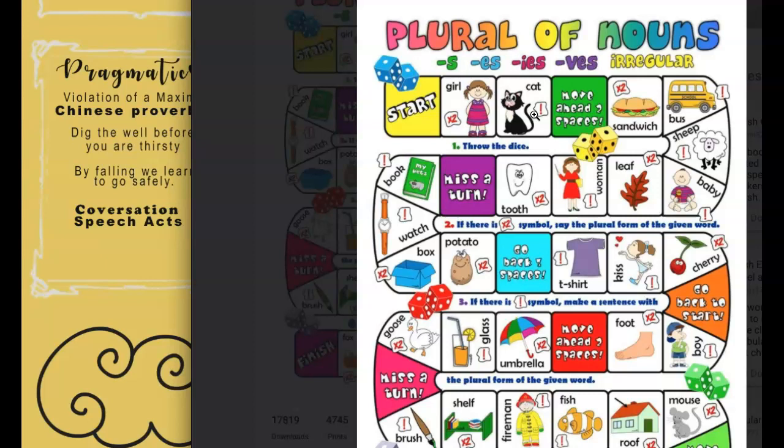And for the L and R sounds, I think it would be really neat if you just brought in a bunch of objects that start with the L and R sounds. I believe that realia is a really good way to introduce sounds, real meaningful objects, and so they can just practice holding and saying the sounds.